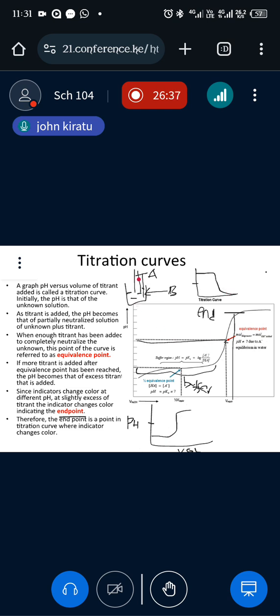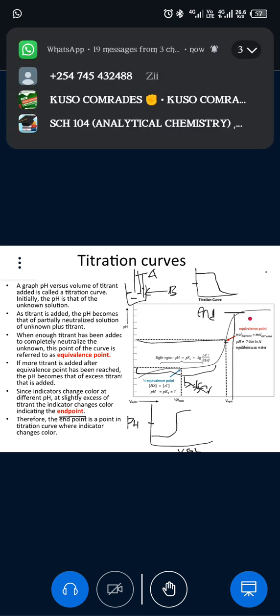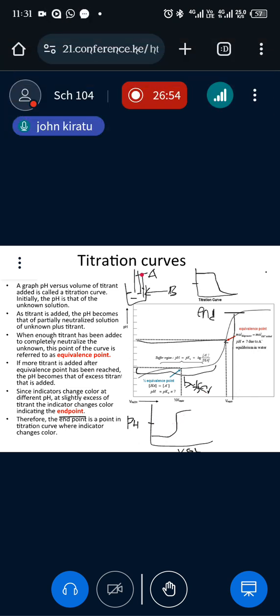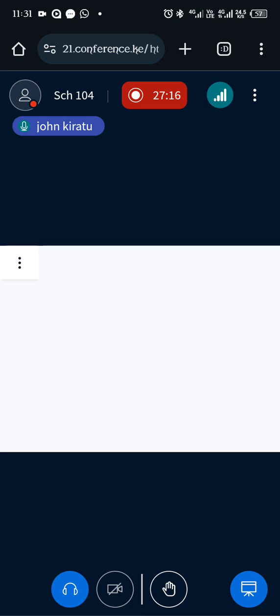So depending on which solution is in the burette or which solution is unknown, it dictates the shape of the titration curve. It's very important to note that. If the unknown is the base, then this is the way your titration curve looks. If your unknown is the acid, then you start from below. Okay, it's important.